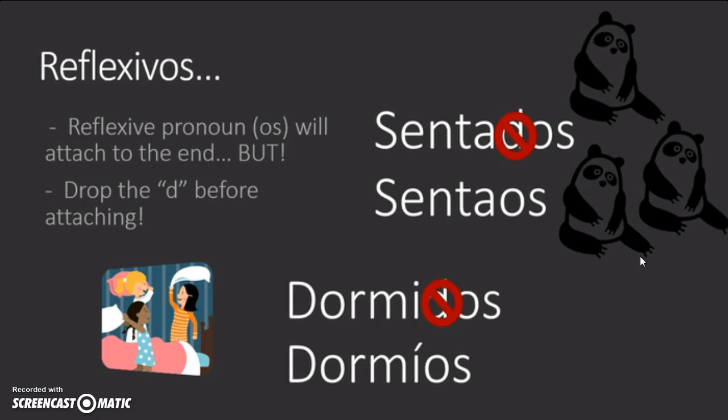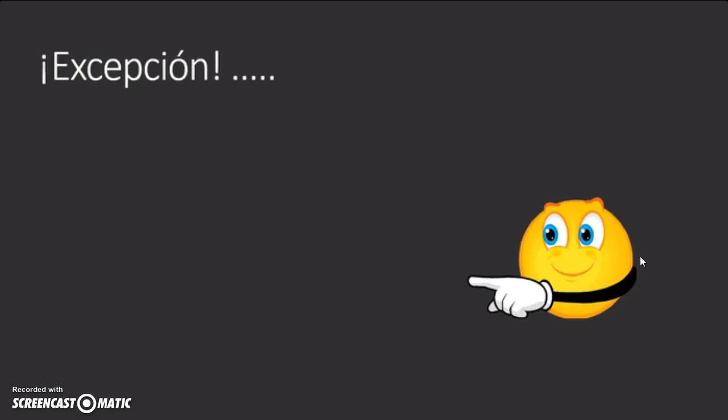And that way I don't have to launch into a huge explanation of strong vowels and weak vowels and diphthongs and all that good stuff. Maybe some other day, but not in this lesson. So for right now, just focus on IR verbs that are reflexive. Chop off the D like you would any other reflexive verb, but accent that I. Okay, so that's how reflexives work.